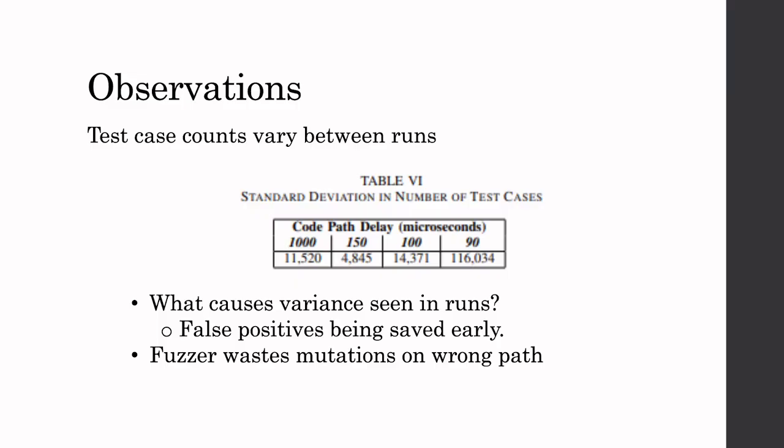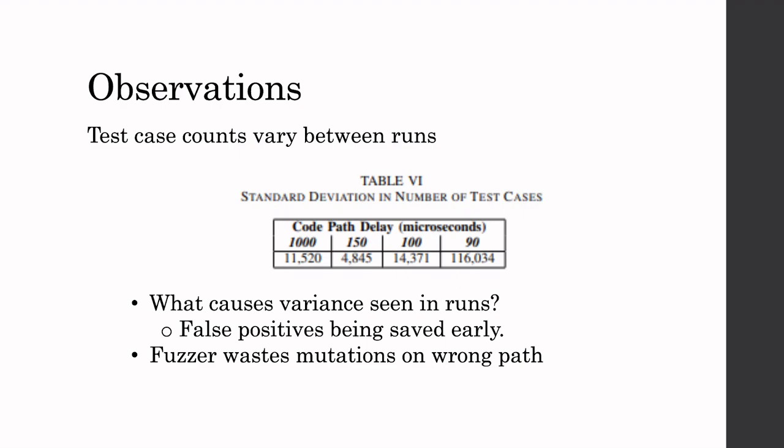So the answer was yes, there's some variance between runs. And in this table here, you can see the standard deviation in the number of test cases. Now, what causes such a big deviation in these test cases? For example, at 1000 microseconds, you see that there is a deviation of about 11,000. This is actually because if there were early false positives being saved in the seed pool, it can delay the run by quite a lot.